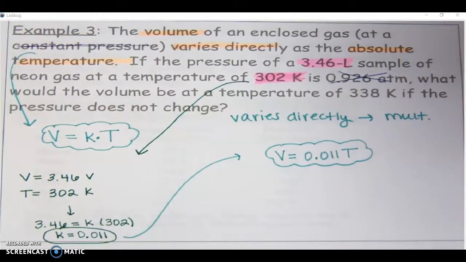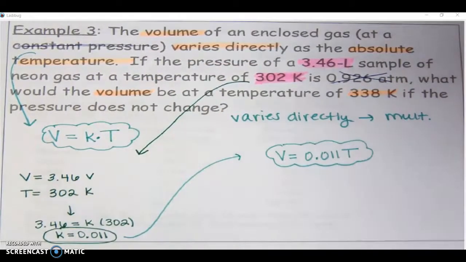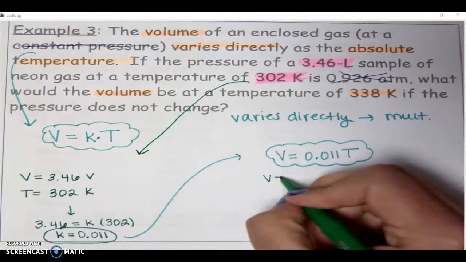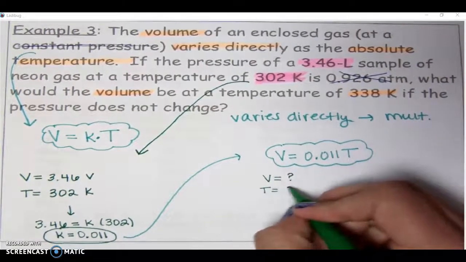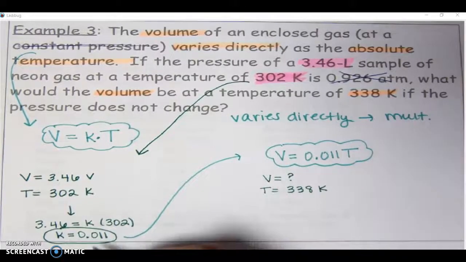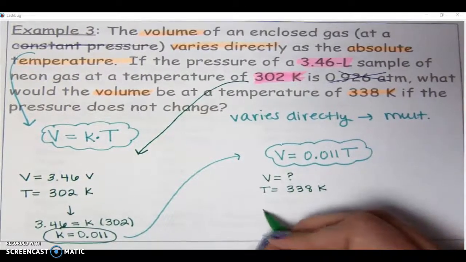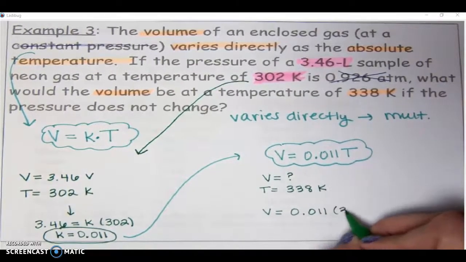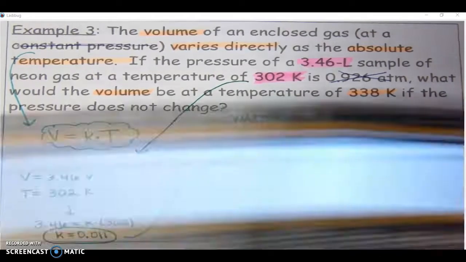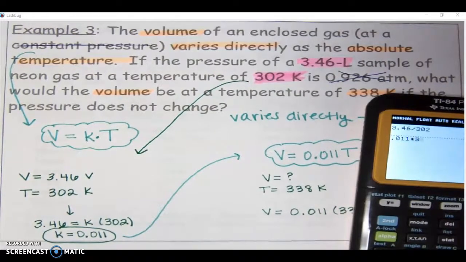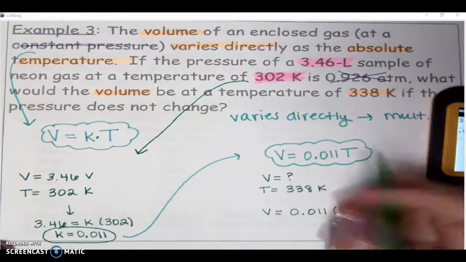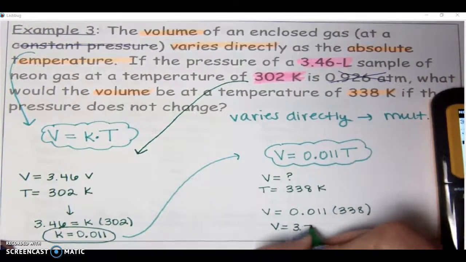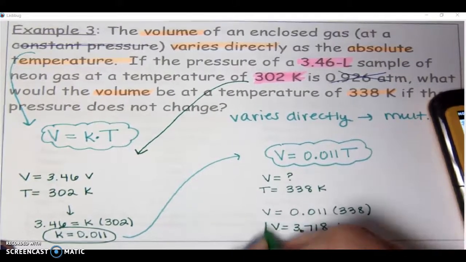Okay, so now I'm going to keep reading. It says, what would be the volume at a temperature of 338 Kelvin? So I'm trying to figure out the volume if the temperature is 338 Kelvin based off the information in this new equation we just made. So we're going to plug in V equals 0.011 times 338. So we should get 3.718, and because this was the volume, that's going to be in liters.